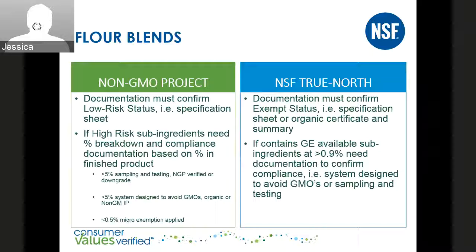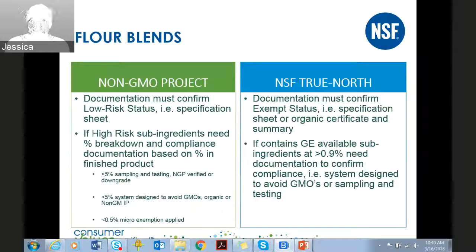And similar to True North, we would request a full ingredient document, specification sheet, etc., just to confirm what's inside of that blend. If there's anything high risk, I'll continue using Marcy soy. So if the soy is present at less than 0.9 and it's compliant to the 0.9 threshold, then that's all we would need. If it's present at above 0.9%, then we would need documentation to confirm this compliance, such as sampling and testing, maybe that soy is certified organic, or maybe that soy comes from a country that prohibits GM cultivation.